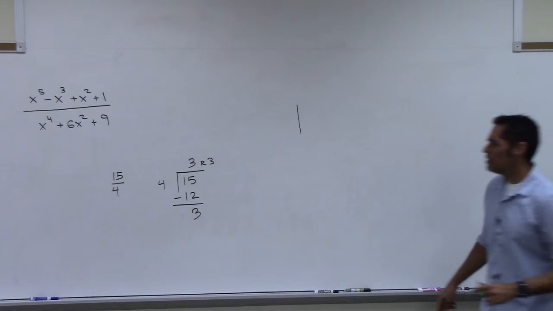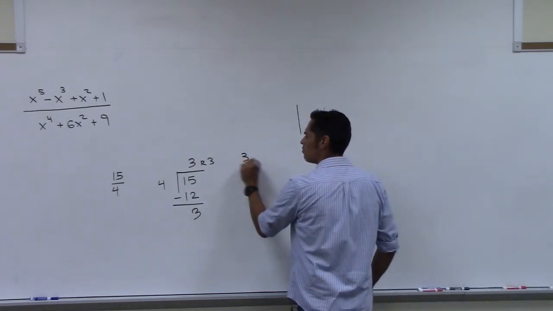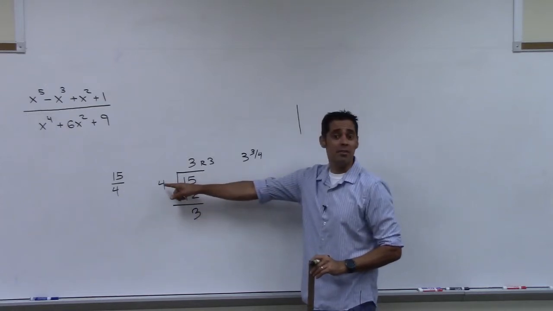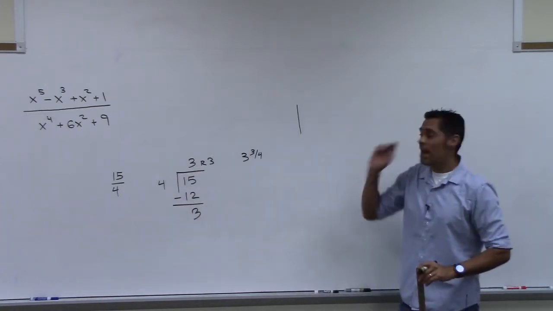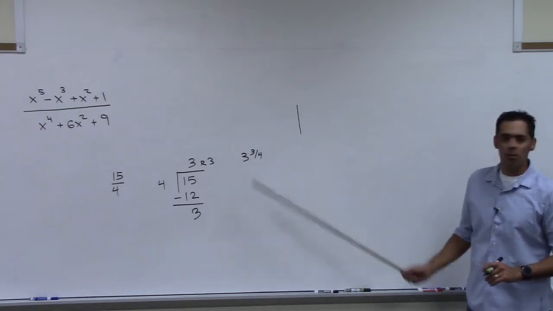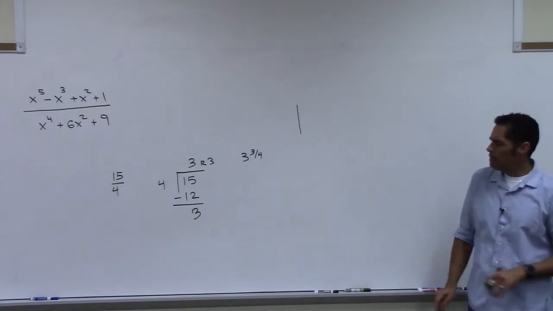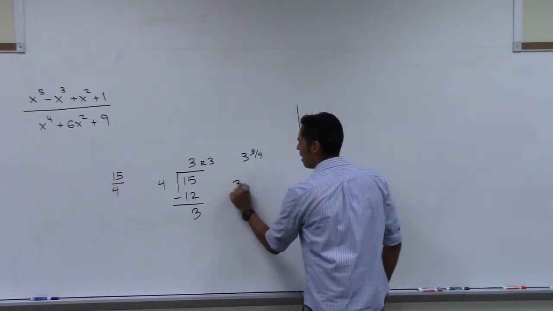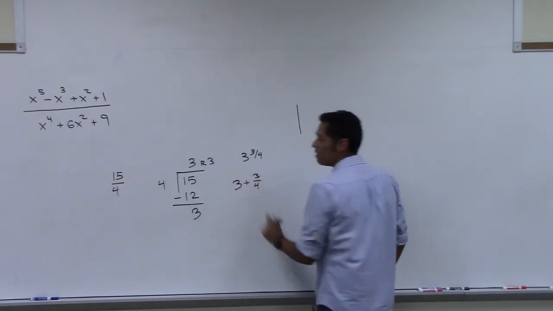we don't do that. What we did instead, we moved on, we said something like, that's really 3 3/4. So you put the remainder over the divisor. But even that is not good notation. Because what does 3 3/4 really mean? People often don't understand what 3 3/4 really means. 3 3/4 means 3 plus 3/4. That's what it really means.